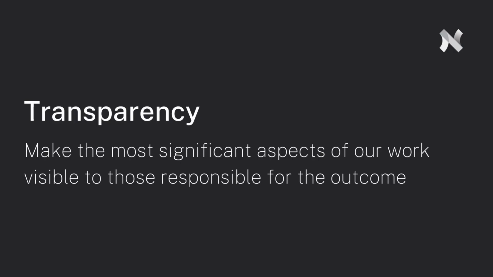First, there's transparency. Transparency means that we make the most significant aspects of our work visible to those responsible for the outcome. Everyone must be transparent. This includes everyone from Scrum team members to senior sponsors, and even our users. It's easier to be transparent with a small team. And luckily, Scrum teams are deliberately small, ranging between 3 and 9 people. This way, you avoid mixed signals, breakdowns of communication, and unnecessary complications.